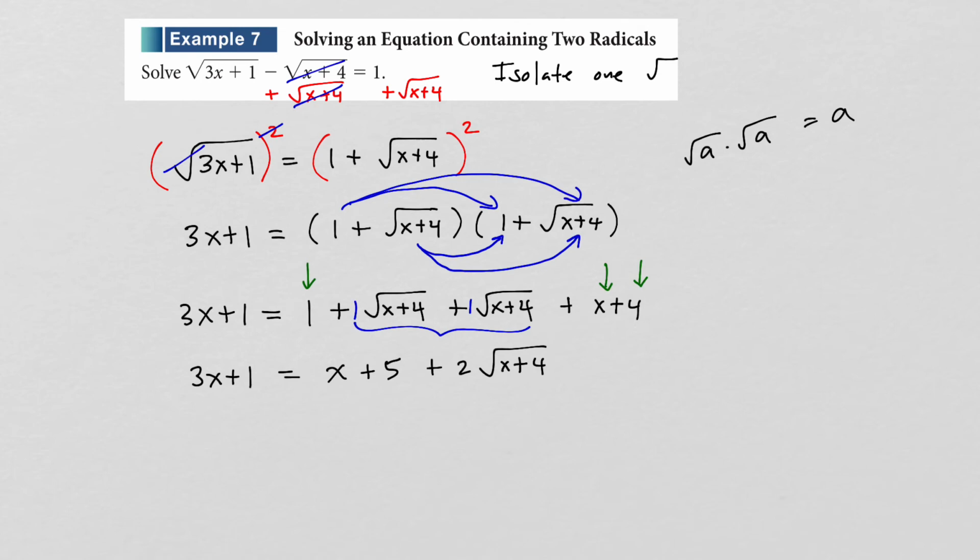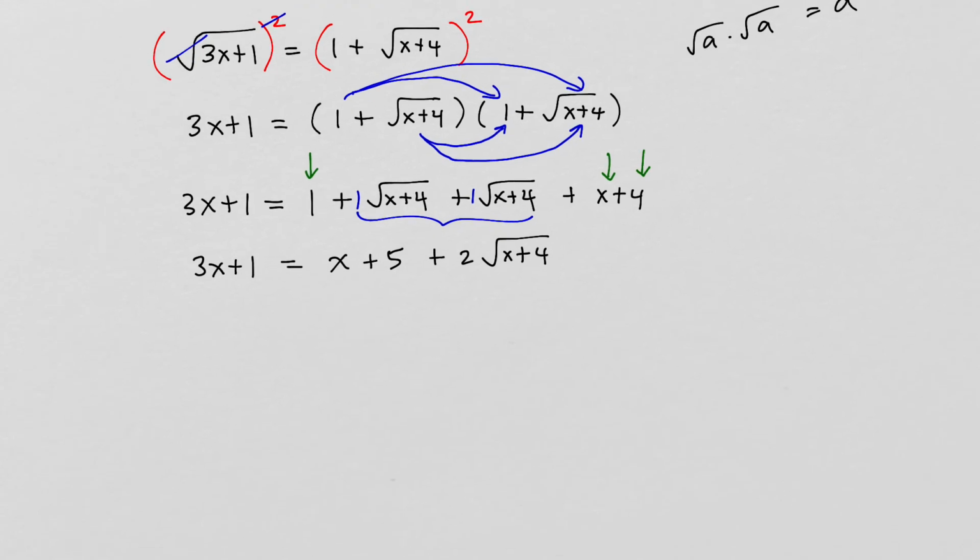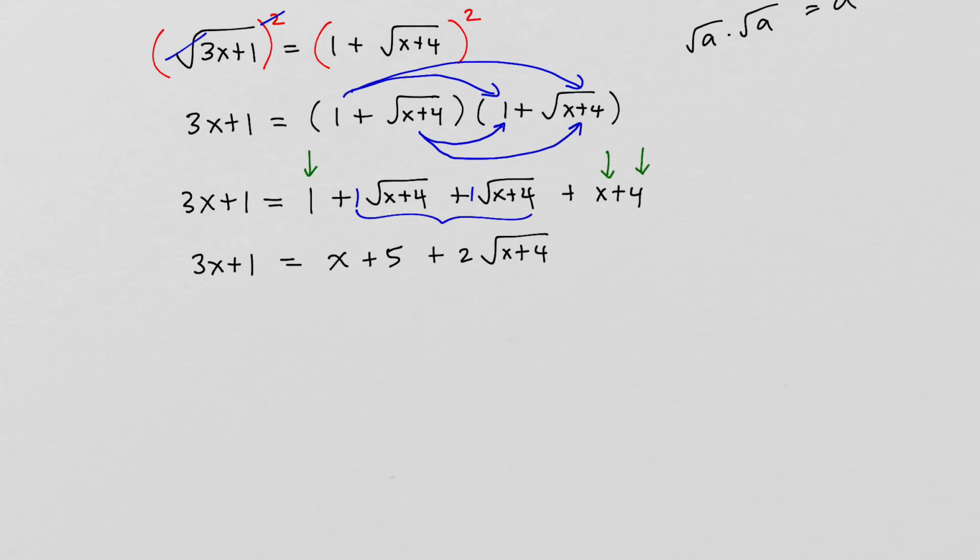So some good news and some bad news. The good news is that on the left-hand side, we got rid of the radical. But on the right-hand side, the radical is still with us. But this is an improvement because now the equation only has 1 radical. So now we do basically the same thing that we did in the last problem, and that is, we need to get this radical by itself. So we need to isolate this.